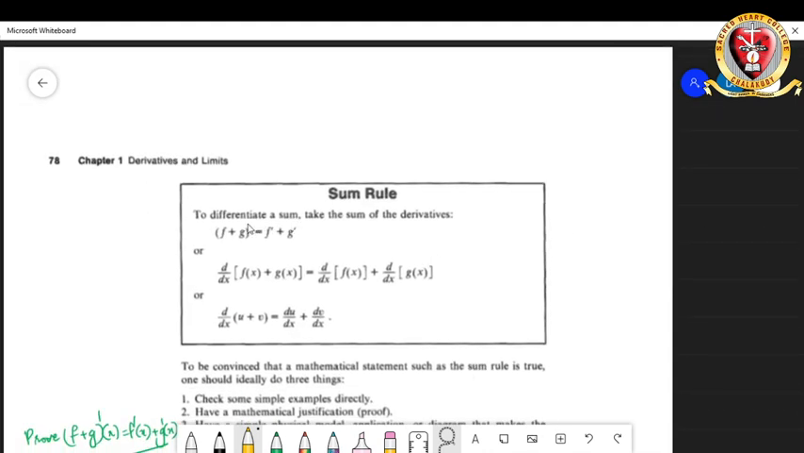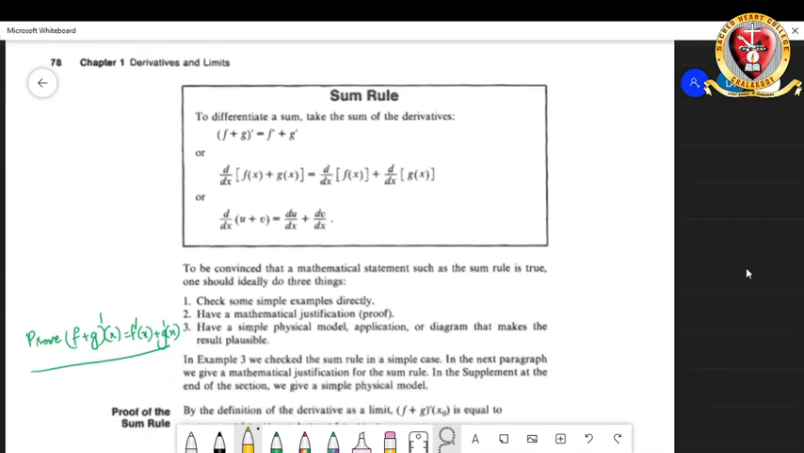So generally, the sum rule here says that to differentiate f plus g, you just have to find f dash plus g dash, or it can be written in any of three ways. Or d by dx of f of x plus g of x is equal to d by dx of f of x plus d by dx of g of x. You have to prove this.